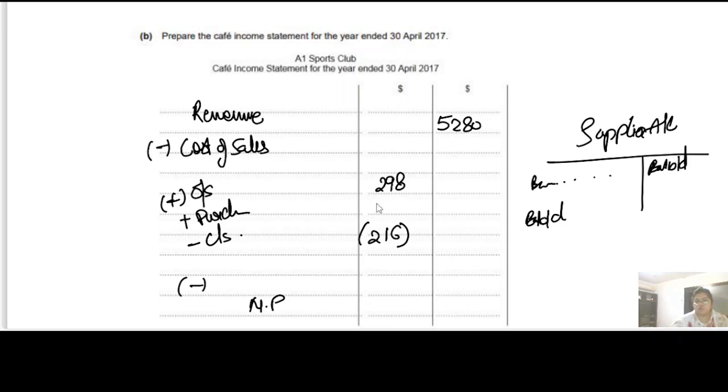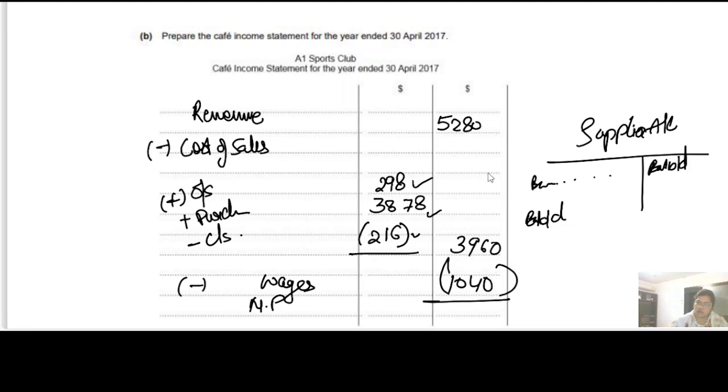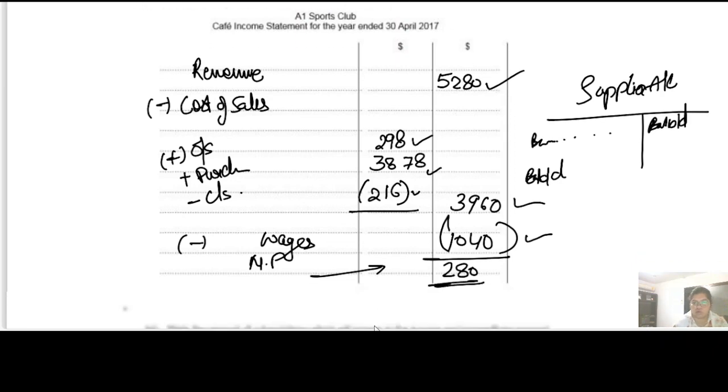Okay, so now 3878, then add this and deduct this, 3960. Okay, if you are having any other expenses, you have to record it. Wages, that is 1040, and then deduct these wages here. Add 5280 plus 3960 minus 1040, 280 is your net profit. Okay, so this is how you're going to solve this.